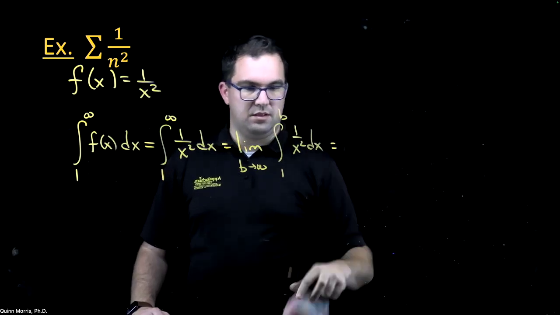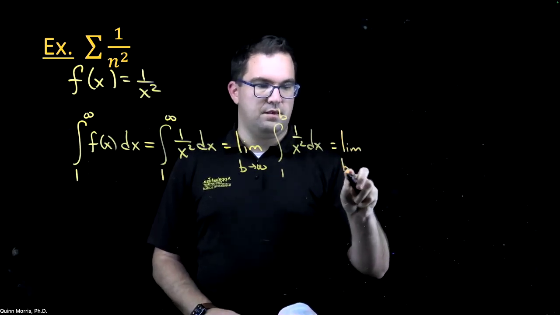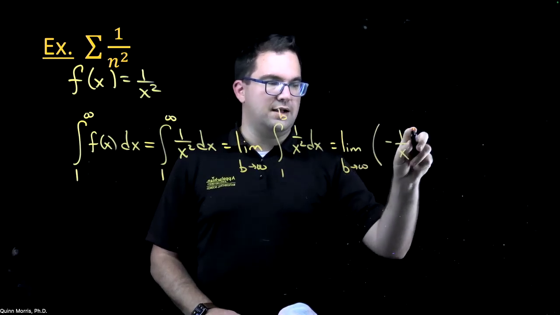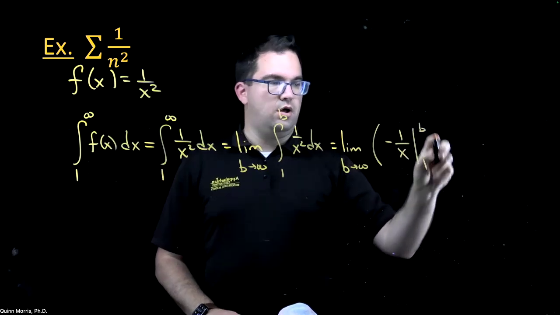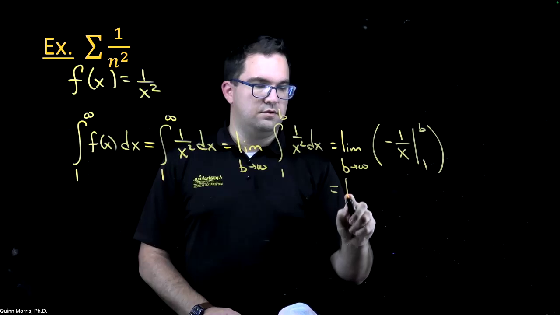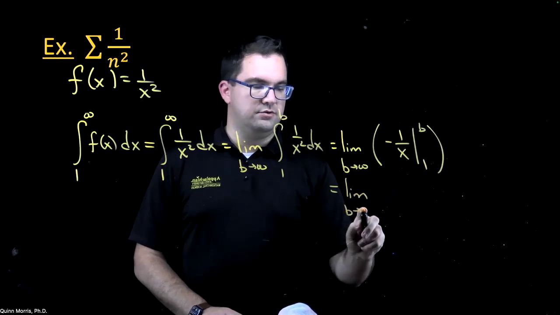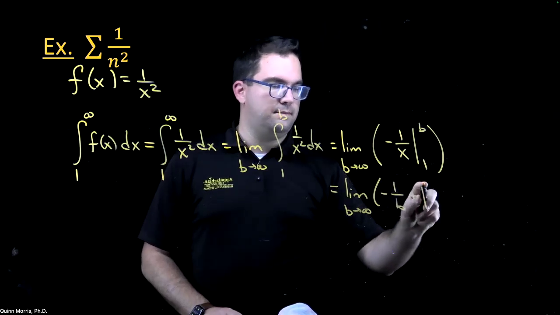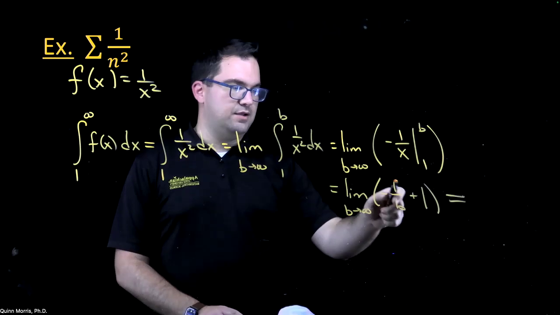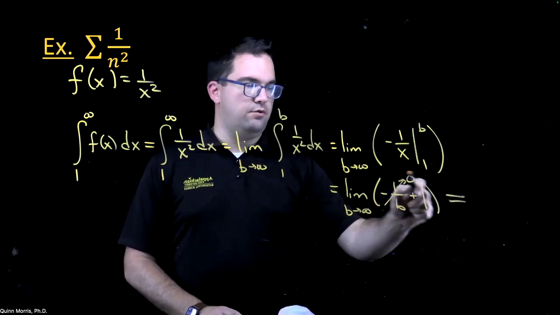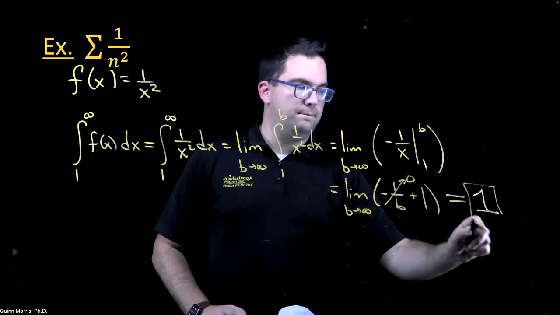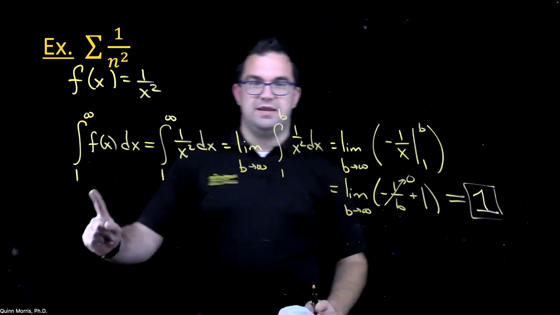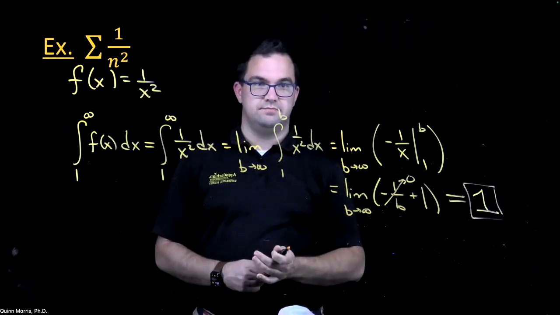Sorry, I need to keep the limit along with me. So the limit as b goes to infinity of the antiderivative, which would be negative 1 over x, evaluated at b and at 1, and take a difference. So this is the limit as b goes to infinity of minus 1 over b plus 1. As b goes to infinity, this term goes to 0, and so this limit is 1. Now, what's important here is not the 1. What's important here is that this integral converges, okay?